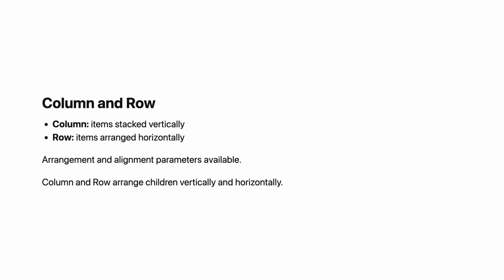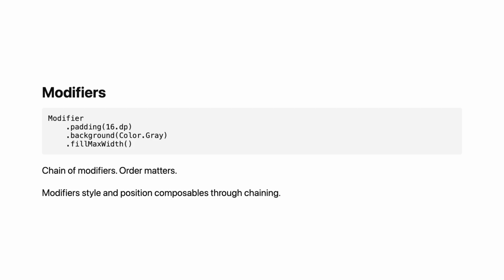Modifiers change appearance and behavior. Text("Hello", modifier = Modifier.padding(16.dp)). Modifiers are chained. Modifier.padding(8.dp).background(Color.Gray).fillMaxWidth(). Order matters. Padding before background adds padding outside the background. Background before padding adds padding inside the background.